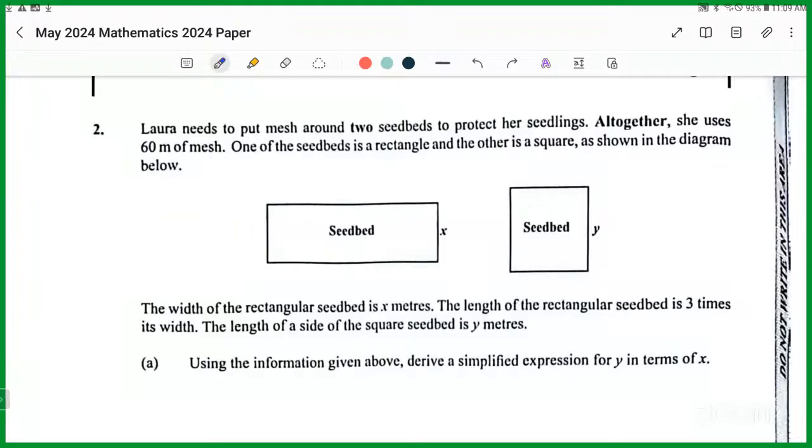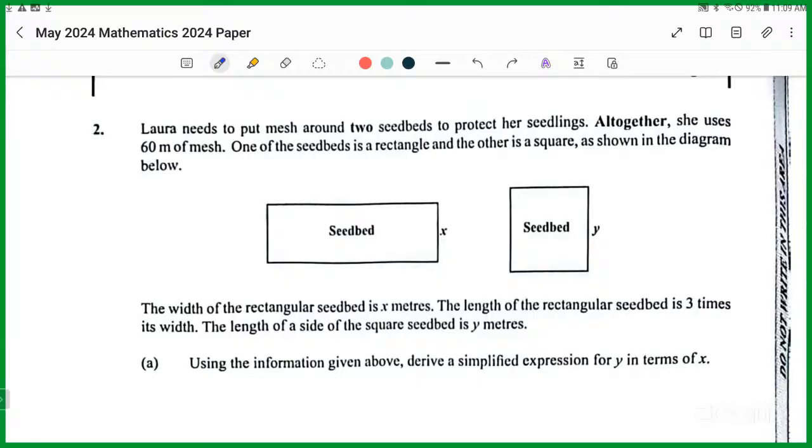And CSEC like to do that. They like to set questions sometimes where they test your knowledge and your ability to apply what you learn in the various topics to real life situations. And it is real life situations like these that you are also expected to use for your SBAs. Bringing the mathematics to real life and applying it in real life situations.